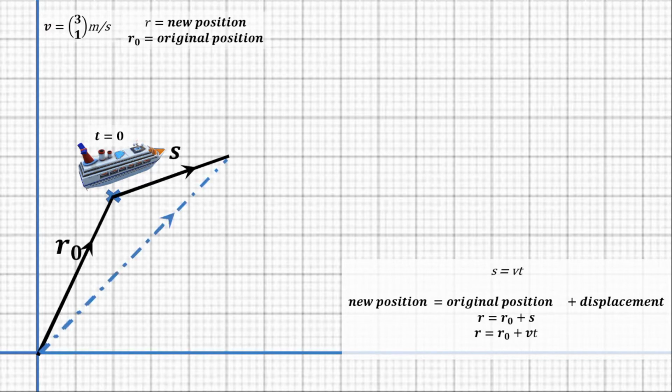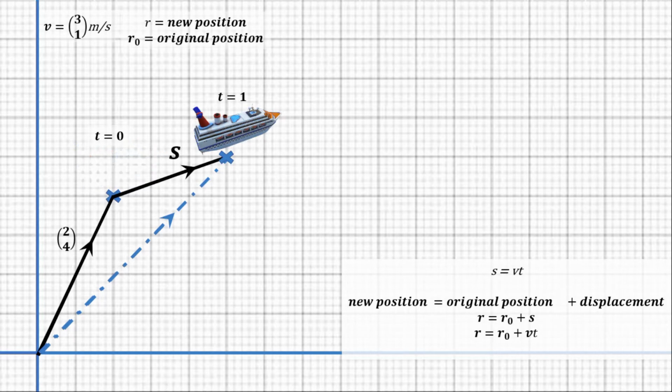Well, we can find the displacement of this object by taking its velocity, its constant velocity, and multiplying that by time. So if it moves 3,1 every second, after 2 seconds it would have moved 6,2. And after 10 seconds it would have moved 30,10. So we're going to use that to describe the displacement. But to get the position vector, I'm going to need the original position vector plus the displacement that's occurred from the beginning of the journey.